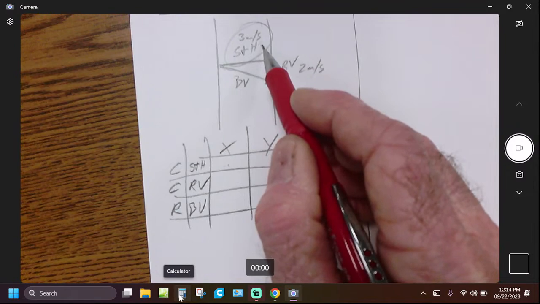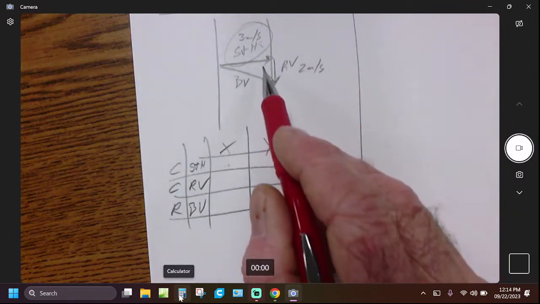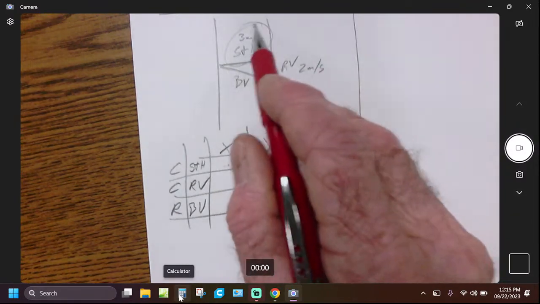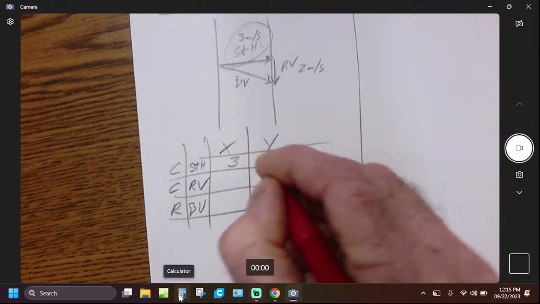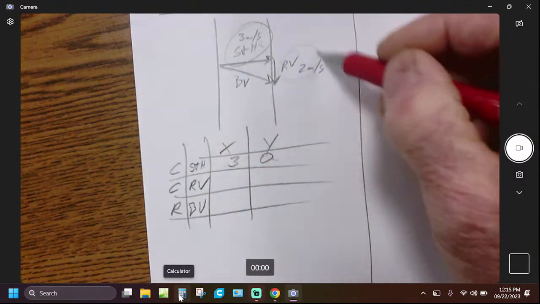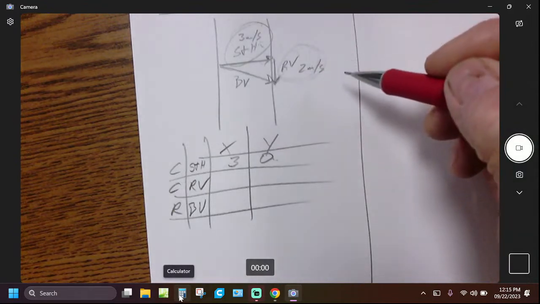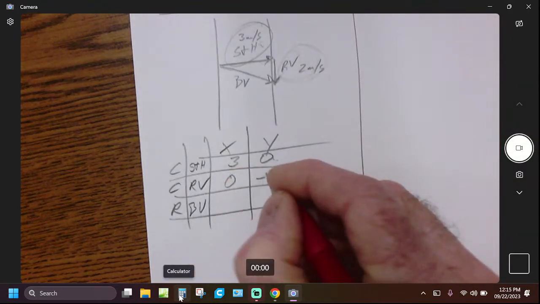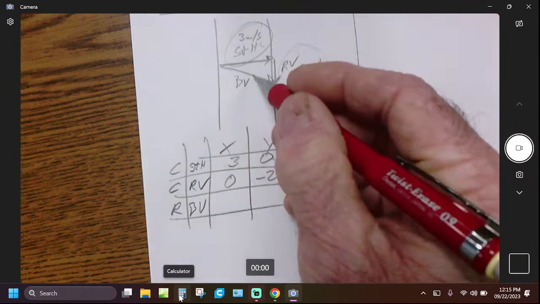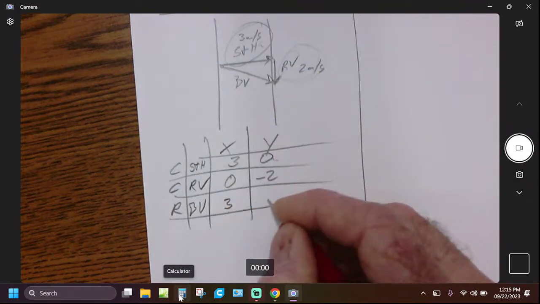Like, is it 2 and 6 or 7 and 5? This vector, 3 and 0. And what are the x and y components of the river's velocity? 0, negative 2. So when I add them up to get Bob's actual velocity, it's just going to be 3, negative 2.